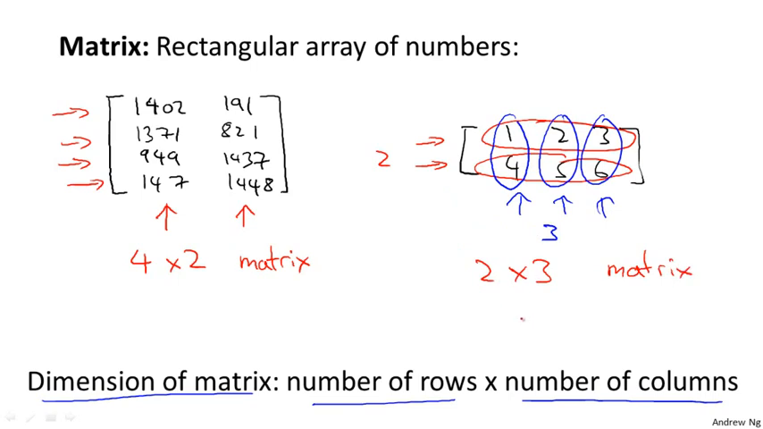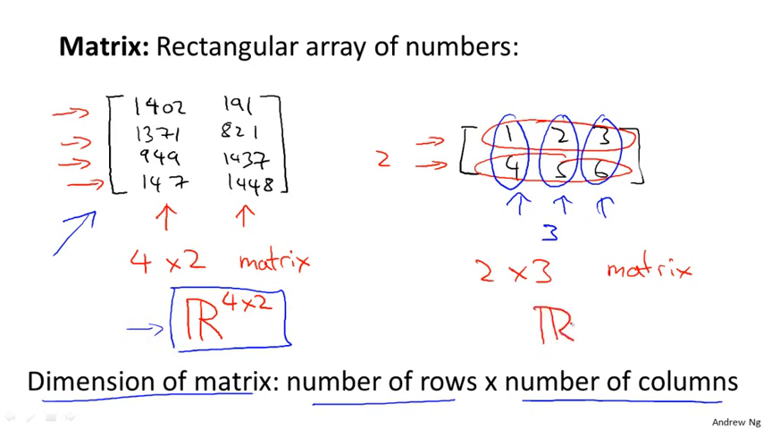Sometimes you also see this written out, in the case of the left, as R4 by 2. Or concretely, what people will sometimes say is that this matrix is an element of the set R4 by 2. This just means the set of all matrices that are of dimension 4 by 2. And the one on the right is sometimes written as R2 by 3. So if you ever see something like R4 by 2 or R2 by 3, people are just referring to matrices of a specific dimension.